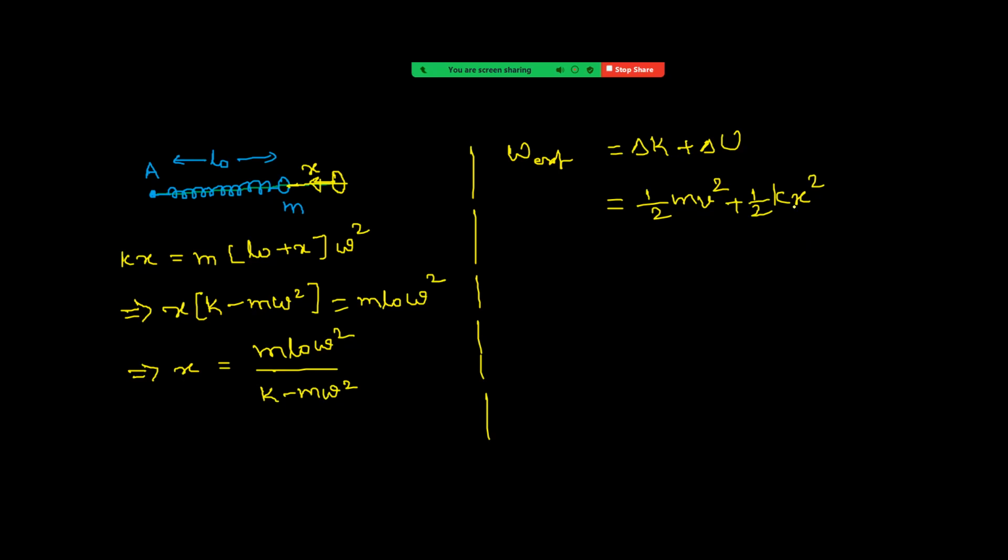Now, see in this half kx square, k is given, x value is known. Substitute that. Coming to v, it is now following circular path of radius L naught plus x. So v equal to r omega, and r value is L naught plus x. We got the value of x here, into omega. That means now v value is known. Substitute v value here, substitute x value here, then we get our answer. Okay.